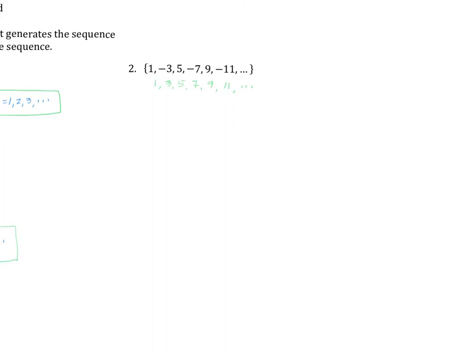But before that, let's look at part A. In part A, we need to state the next two terms. So it looks like these are odd numbers, 1, 3, 5, 7, 9, 11. So I know I'm going to have 13 and 15, and I know it's going to alternate positive, negative, positive, negative. So the next two terms would be a positive 13 and a negative 15.